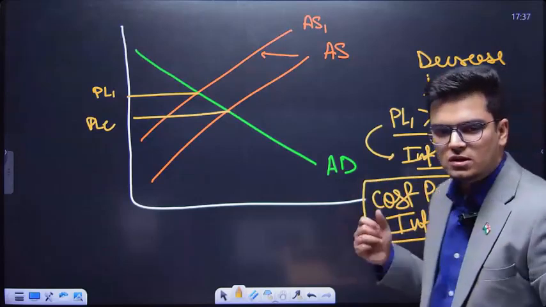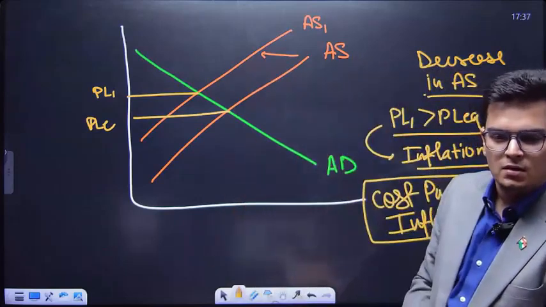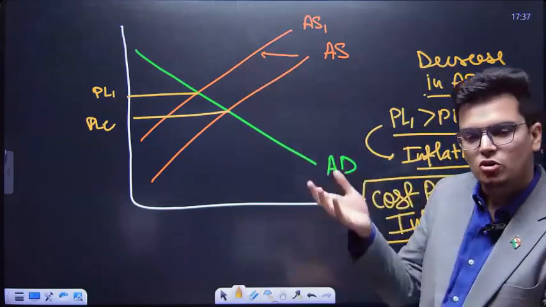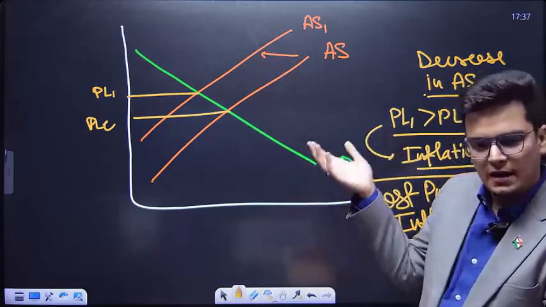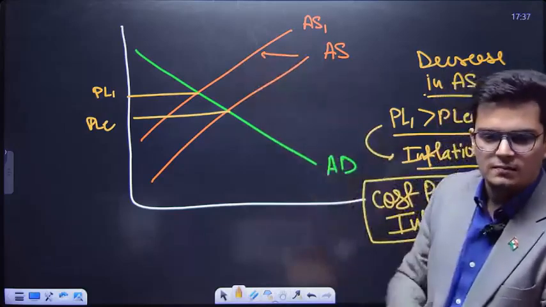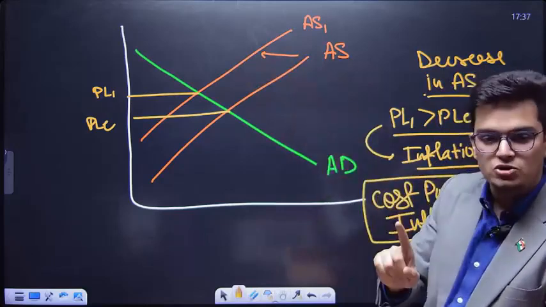And why do we use the term cost push? Why does supply generally decrease? Because the cost of factors of production increase. If the cost of factors of production increase, then aggregate supply decreases, right? That is the major factor that is controlling aggregate supply. We have already studied this too.